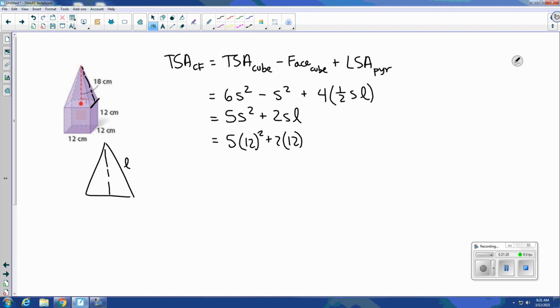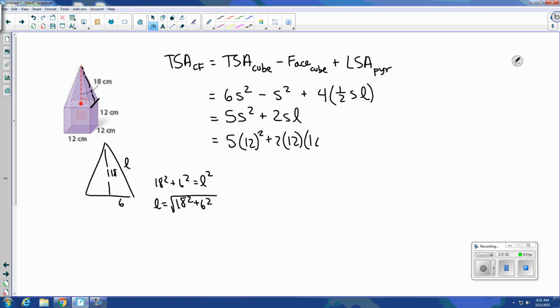Now, how do we find it? We know this is 18, and we know that this piece is 6, so we can use the Pythagorean theorem. 18 squared plus 6 squared is equal to L squared. So that means L is equal to the square root of 18 squared plus 6 squared. So we'll do that calculation now.